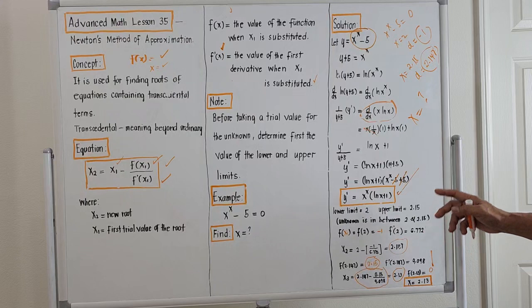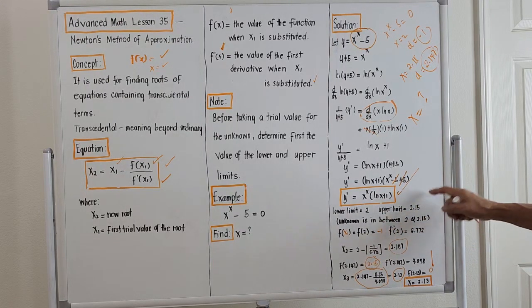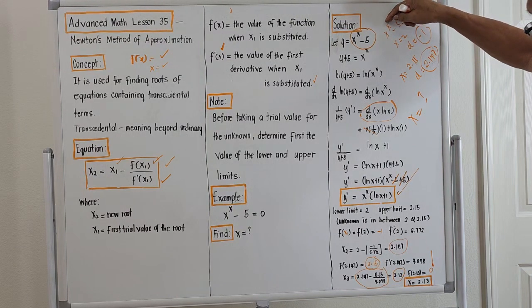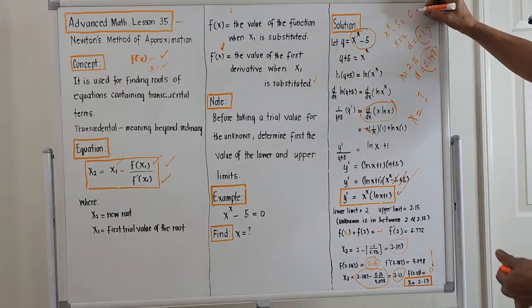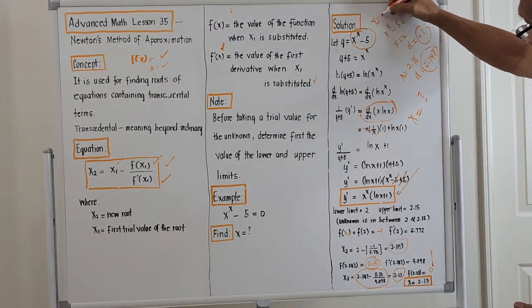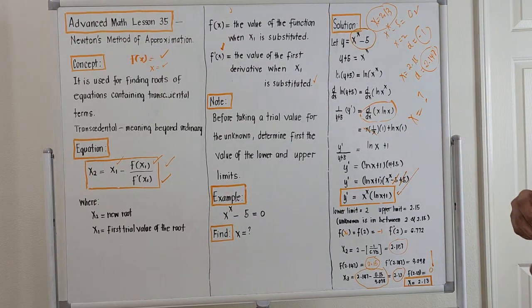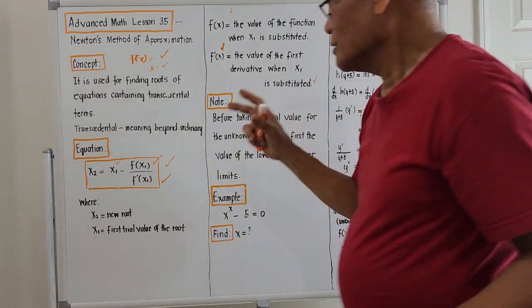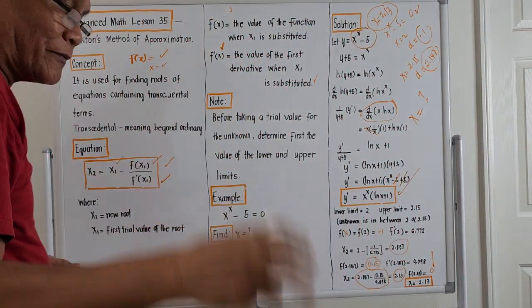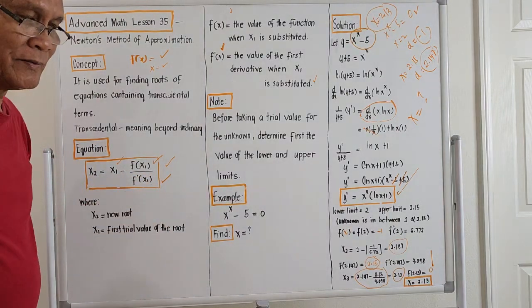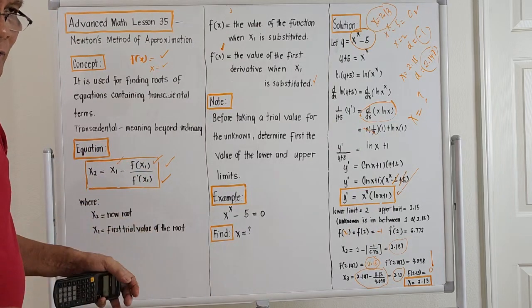So our assumption that the answer is between 2 and 2.15 is actually 2.13. Because if you place 2.13 over here, 2.13 raised to 2.13 minus 5, what comes out is actually 0. So the value of x is actually 2.13. That is only after taking the third trial. That is the so-called Newton's method of approximation for solving transcendental equations. Transcendental equations are actually equations beyond ordinary. It is a systematic trial and error method of solution.